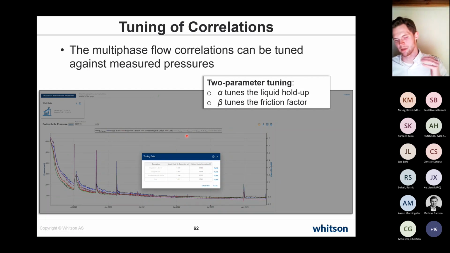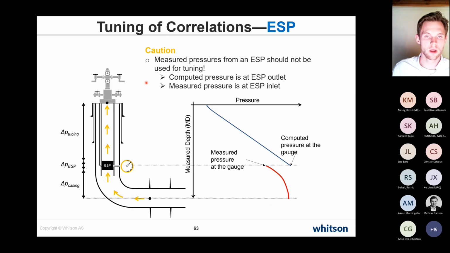So if you have measured data, both in the well through a gauge and preferably also measured surface rates, you can tune the correlations to that data and use them perhaps on other similar wells where you don't have gauges, and hopefully that will give you increased predictability, or better predictions of the bottom hole pressure. That's the main use case.